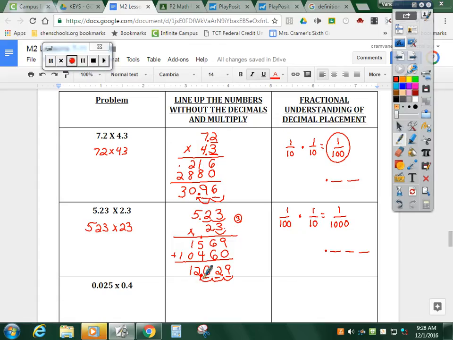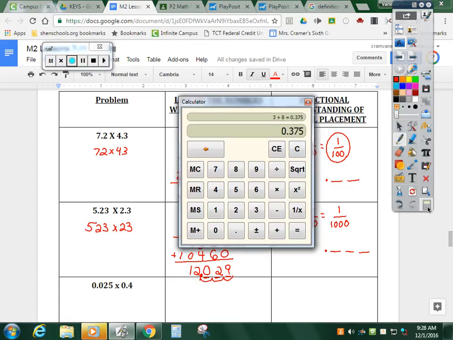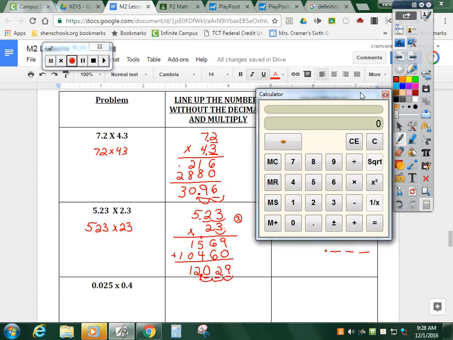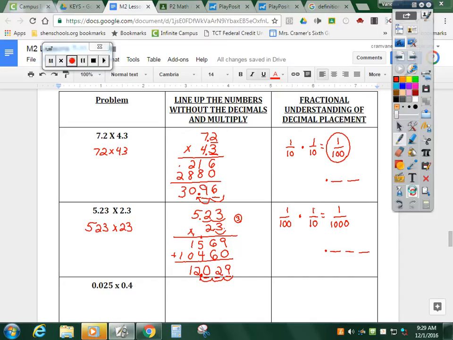Now, we don't really want you to use a calculator to do this because multiplying decimals has to be a fluency. You have to be able to do this without the use of a calculator. However, I just want to check my work to make sure I'm not making any mistakes for you. Okay, that is the correct product for number 1. 5.23 times 2.3, 12 and 29 thousandths. I would suggest that you show all of this work in your graph paper notebooks and then check it with a calculator for accuracy. However, we are going to be checking your work for all of these rows. Okay, this is a fluency.